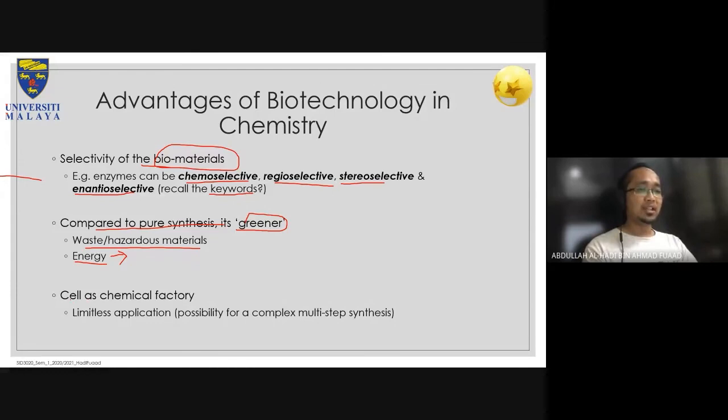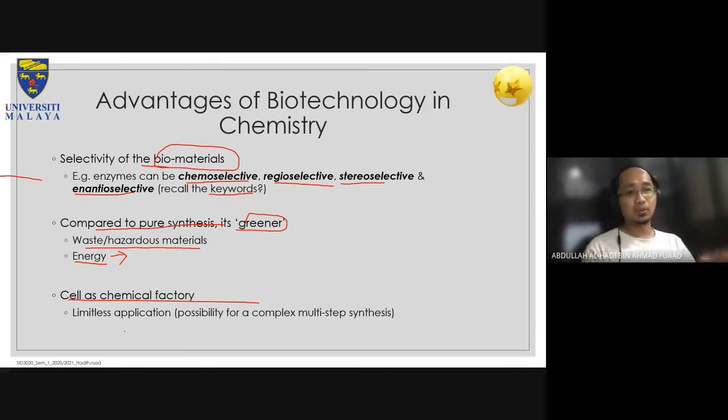And the third advantage is the cell as a chemical factory. If you can engineer a cell to do what you want, then basically you have a factory. You put in something, and then the cell produces whatever you want. So it saves a lot of time.